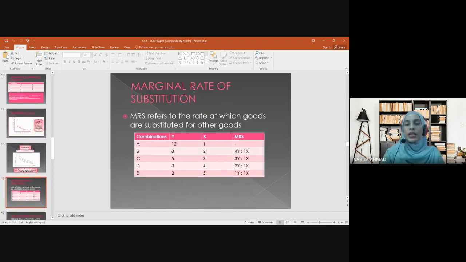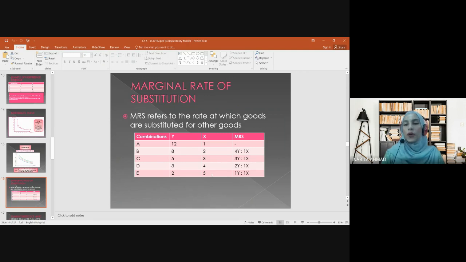Okay, so now kita nak lihat apa itu marginal rate of substitution. Marginal rate of substitution refers to the rate at which goods are substituted for one another. Okay, contohnya tadi kita ada combination di sini. Y and X. 12Y, 1X, 8Y, 2X, 5Y, 3X, 3Y, 4X, 2Y, 5X.